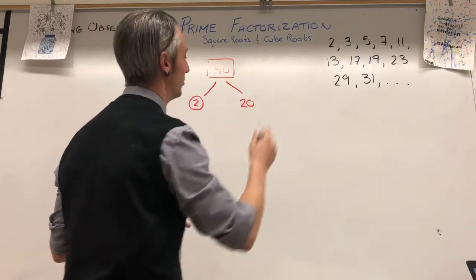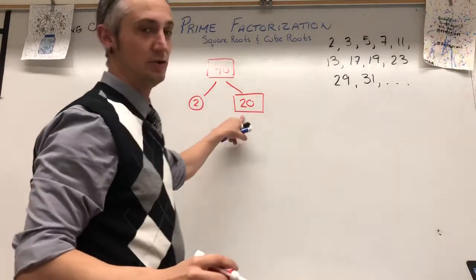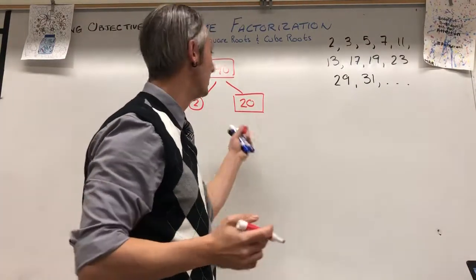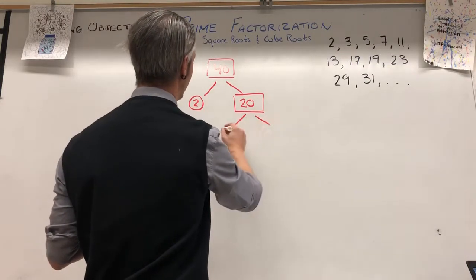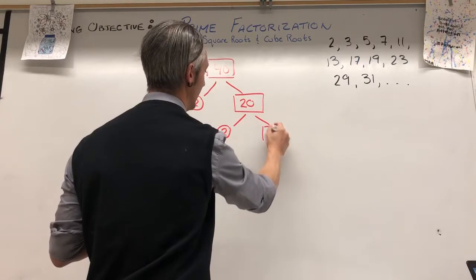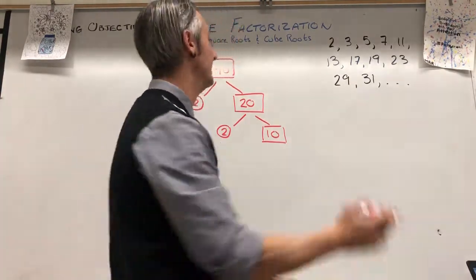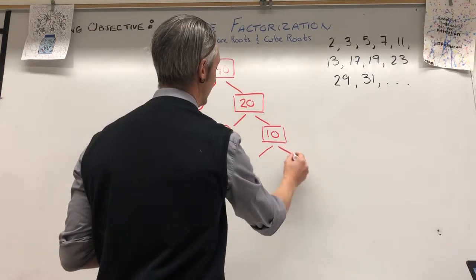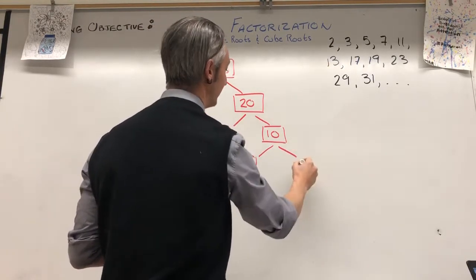Now 20 is not a prime number, so it gets the square. And I start again at 20 and I ask, well, is 20 divisible by 2? The answer again is yes. So it gets another 2 circled. And then a 10 here. 10 times 2 is 20. 10 is not a prime number, so I ask the question again. Is 10 divisible by 2? It sure is, and I get a 2. And 2 times 5, and 5 is also a prime number.